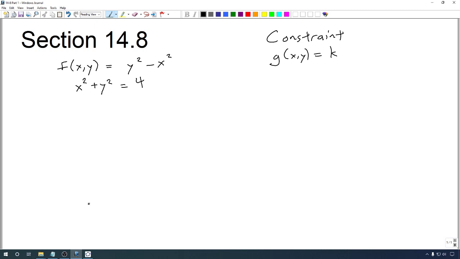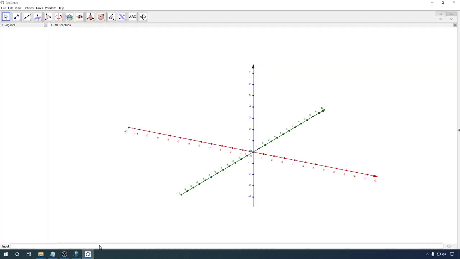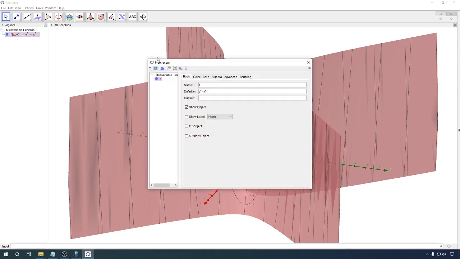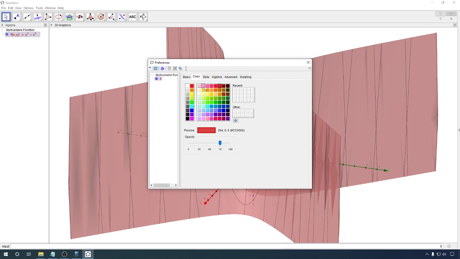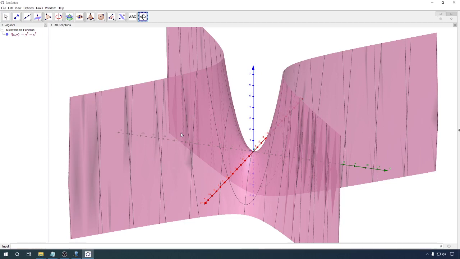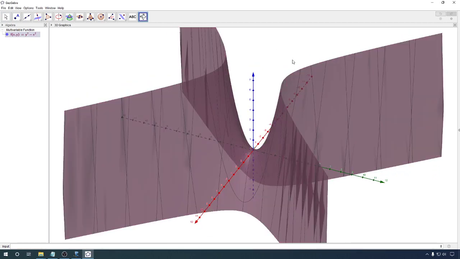Let's go ahead and plot those. So we could put in our function, y squared minus x squared. We get this surface here. If you remember what this is called, this is a hyperbolic paraboloid. I'm just going to make that lighter again. I feel like that shows up better, at least when it's not selected and making it really dark. And apparently it doesn't want me to deselect it either. Okay.